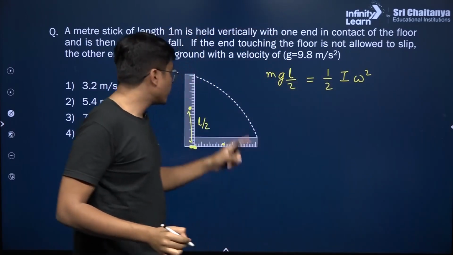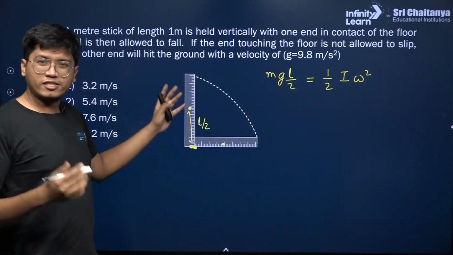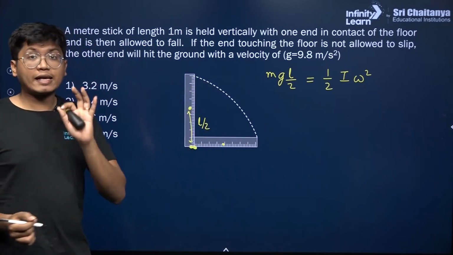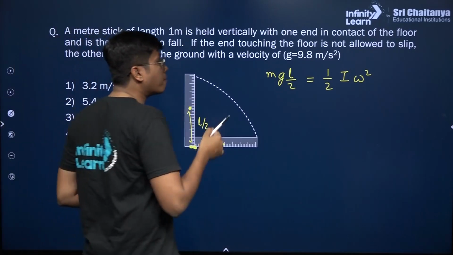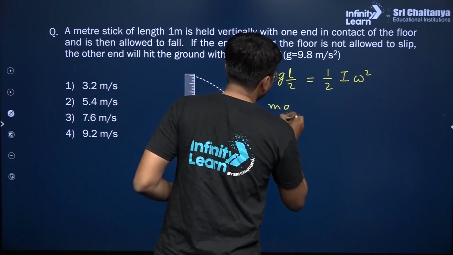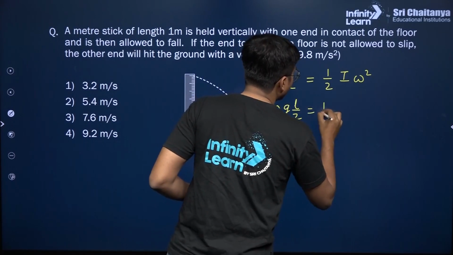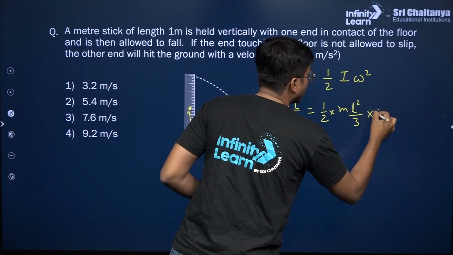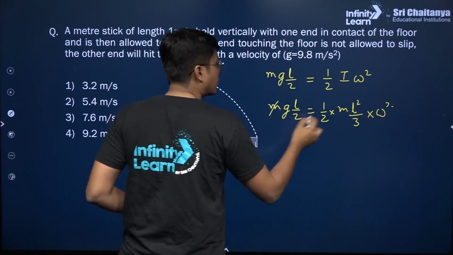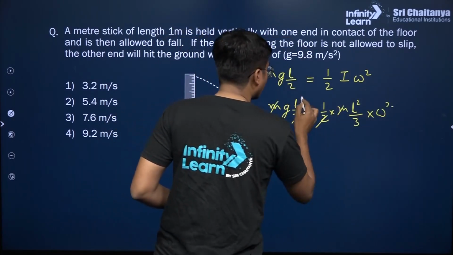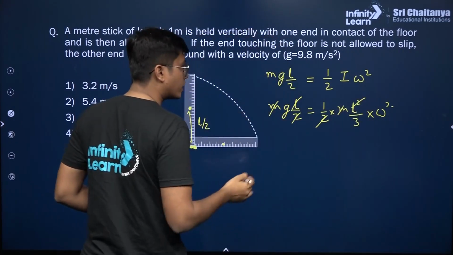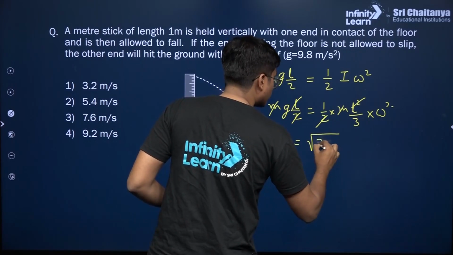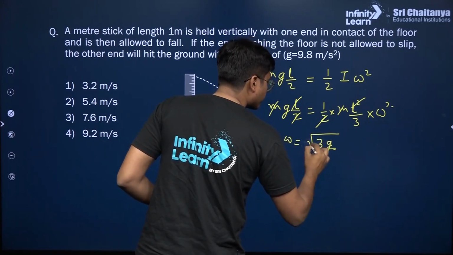Now I is the moment of inertia of this straight rod, and remember it's turning about one of its ends, which means I is equal to ml square by 3. So mgL by 2 is equal to half into ml square by 3 into omega square. Cancel out a lot of the terms, the masses, the 2's. You can even take one L out, which gives you omega is equal to root over 3g by L.